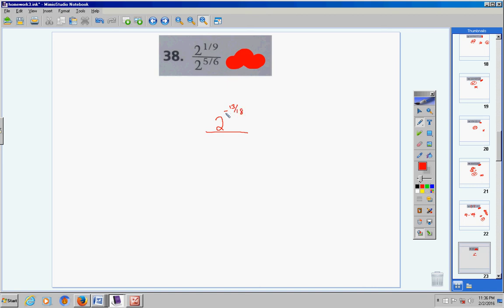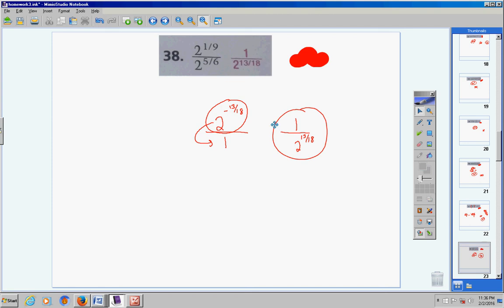I don't want this negative exponent, so I've got to bring this whole thing down to the bottom, alright? So now I'm left with nothing up top, so there's a 1. In the denominator I have 1 times 2 to the 13/18th. Obviously, I don't need the 1 in the bottom, but I do need the 1 up top. If you have a 1 in the bottom, you can drop that. If you have a 1 up top, you've got to keep that, okay? So there we go, 1 over 2 to the 13/18th power.